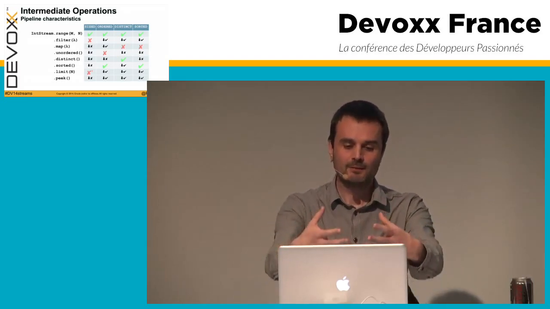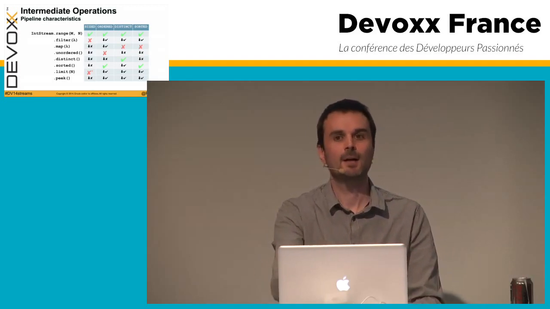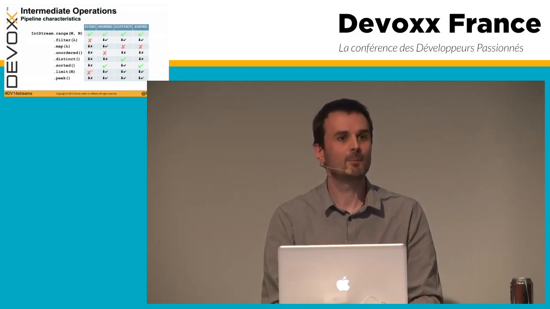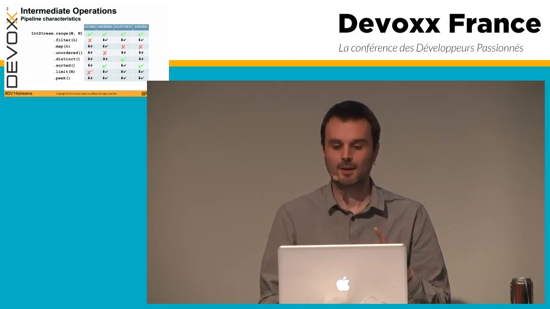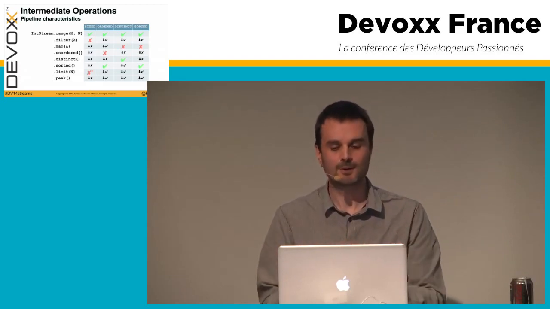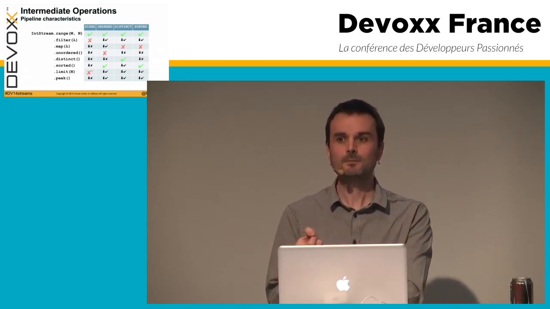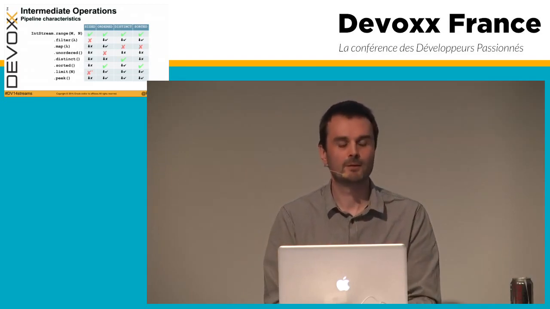It's interesting to understand a little bit about what these things do, because these characteristics are how we can optimize the pipeline when we go parallel. So something that's sized and ordered is different from something that's sized and not ordered, or something that's not sized and ordered. We use these little tricks to optimize what we're going to do.